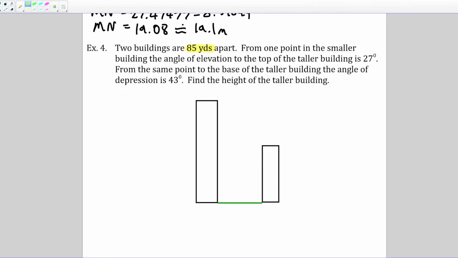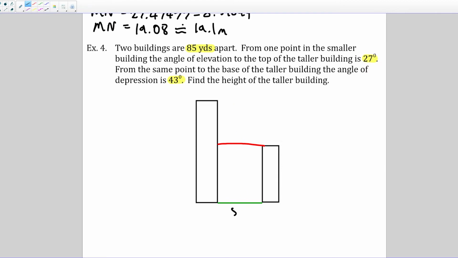So what we're going to do is try to come up with 2 triangles with an angle of elevation of 27 degrees and an angle of depression of 43 degrees. So you want 2 right-angled triangles. So what I'm going to do first is draw this line across, and this line is 85.